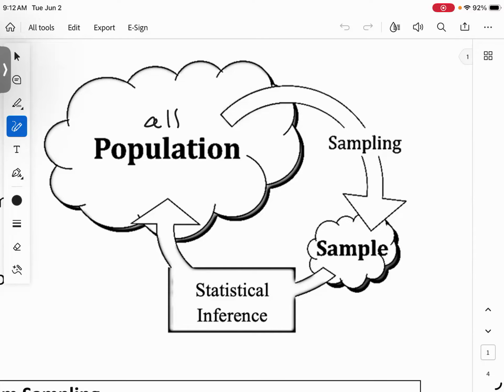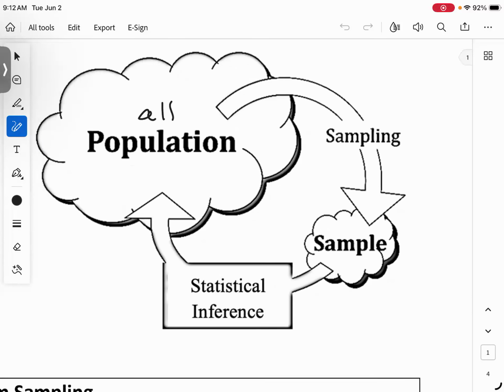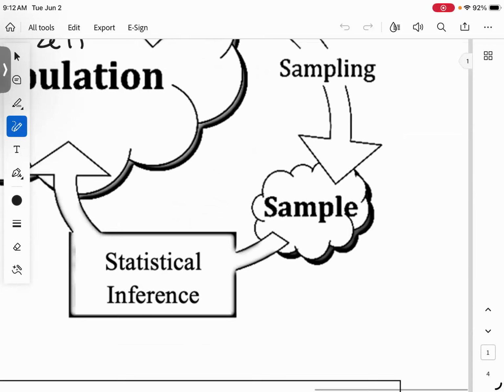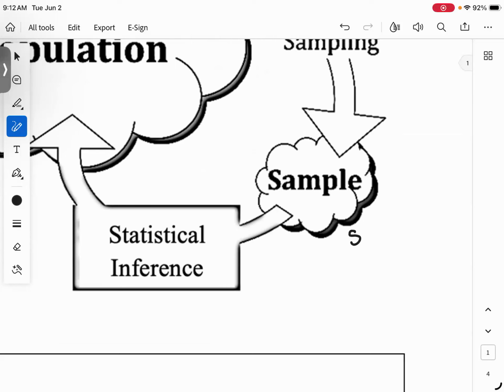So a smaller sample, again, the way that they describe it, they say a subset, but right here I'm just going to put it's a smaller portion. And I'm just going to write that a smaller portion of the population.